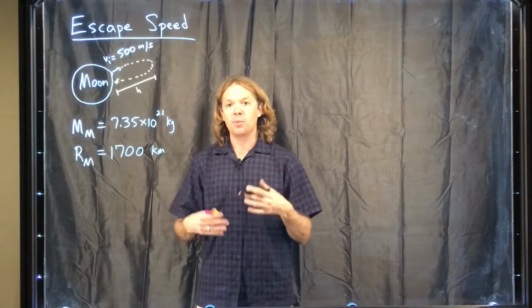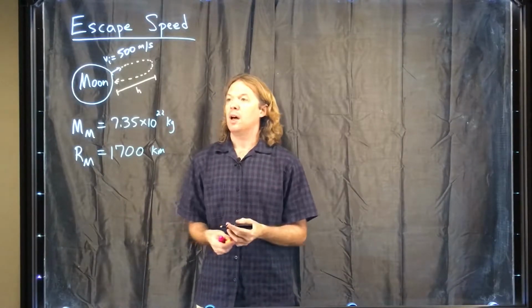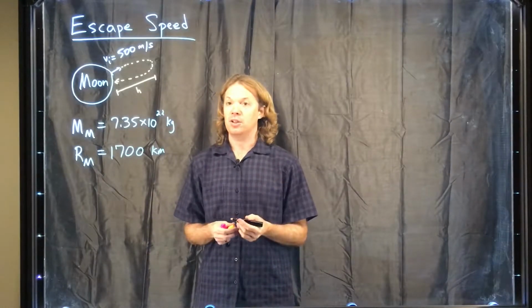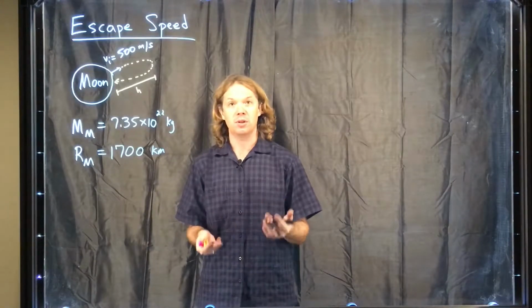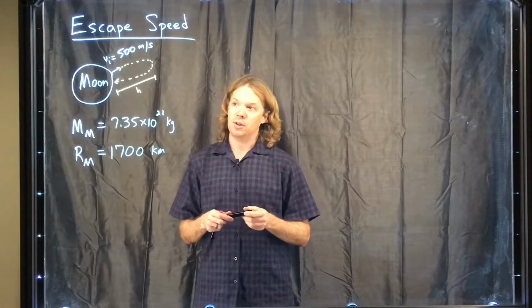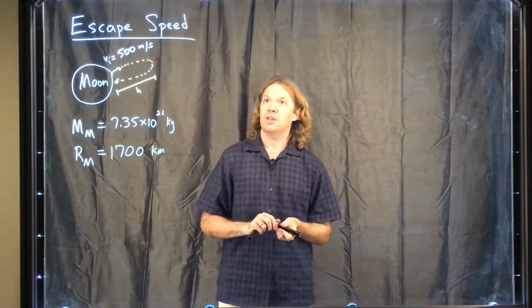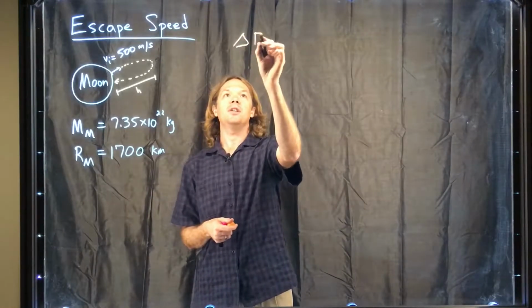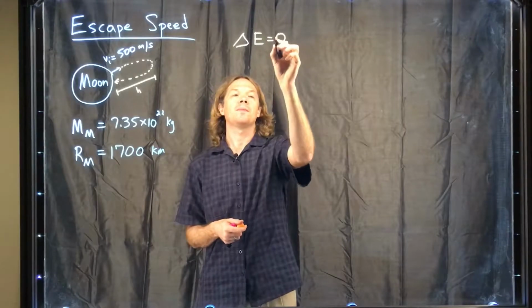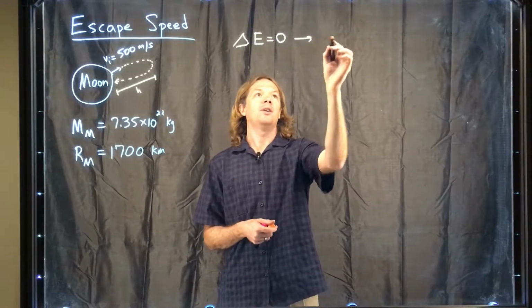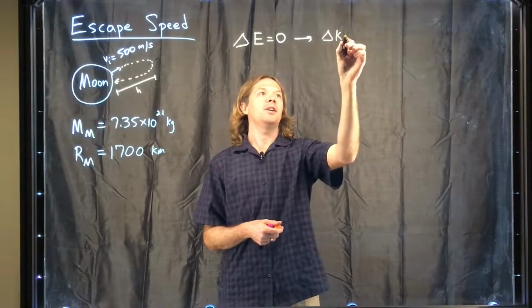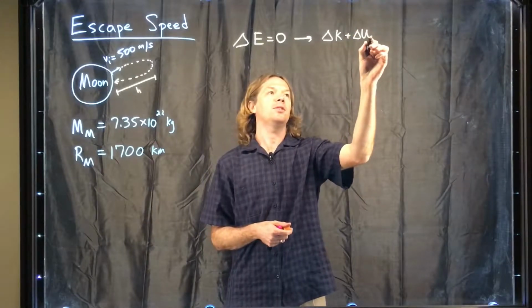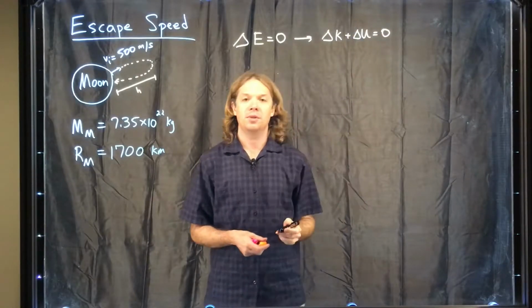There are other ways we could do this problem. The way that I'm going to do it is using conservation of energy. It's possible to do this with Newton's laws, but I find it to be a lot more difficult. So we are going to try to do it using conservation of energy. Recall conservation of energy is the change in energy is 0. And generally that means that the change in kinetic energy plus the change in the potential energy is also going to be equal to 0.